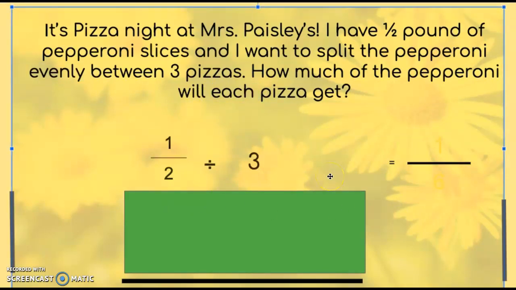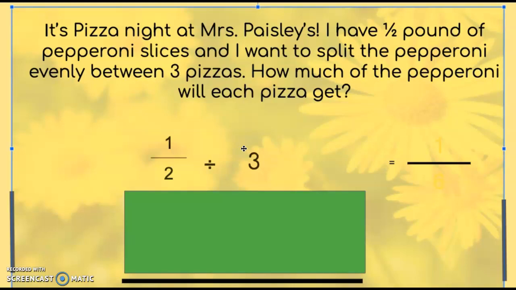So our equation from this word problem is 1/2 divided by 3. Now, in this case, I have pepperoni, and that's what I'm dividing up. So that's why this fraction went first, and this whole number went second.